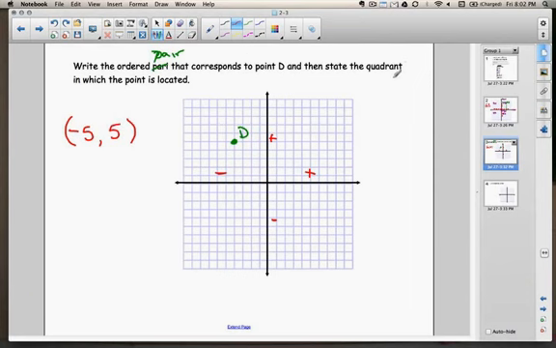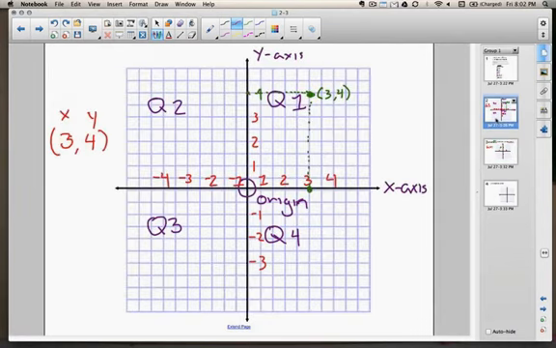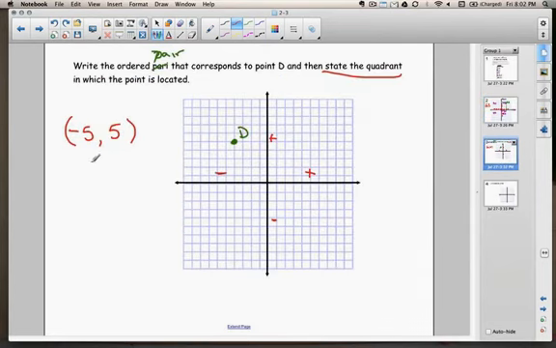The second part of this is then we have to state which quadrant that's in. And if we go back to the previous slide, we can see that if our point is over in this quadrant right here, this is known as quadrant 2. So this would be quadrant 2. And there we've answered both parts of that question. We wrote the ordered pair that corresponds to point D, and we figured out which quadrant it was in.